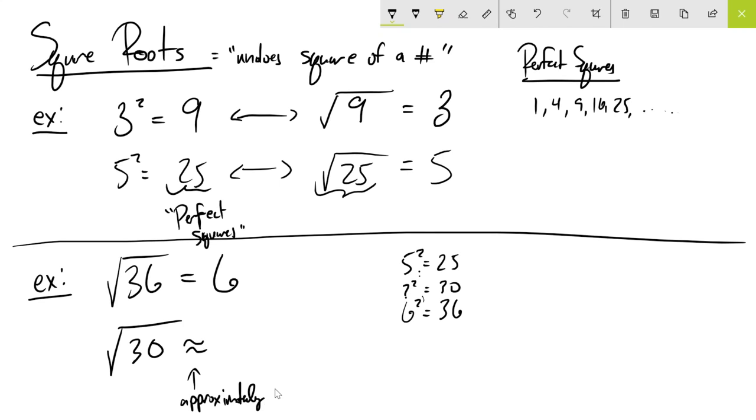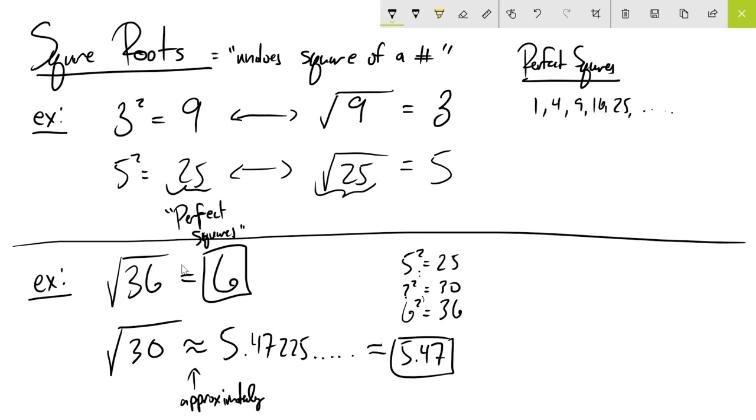So if you plug it in your calculator, what does it tell you? It tells you it's 5 point what? 47225... Square roots of numbers that don't have perfect square roots, they're like pi. They have decimals that go forever and never repeat. But we can round them, right? So we could say that that's about 5.47. Okay, so that's possible.